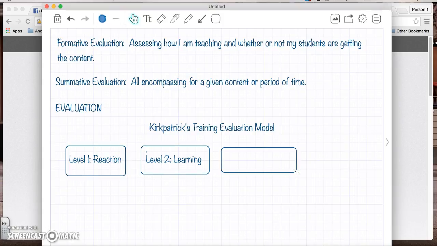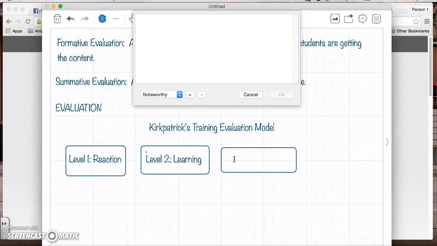I didn't say it was going to be beautiful. It's a working space. The next level they call behavior. Okay, transfer is probably a better word for it though. This is something that's really important right now, especially in education, and that's actually transfer of knowledge is what it's called. So level 3, they're going to say behavior. I'm going to call it transferring knowledge.